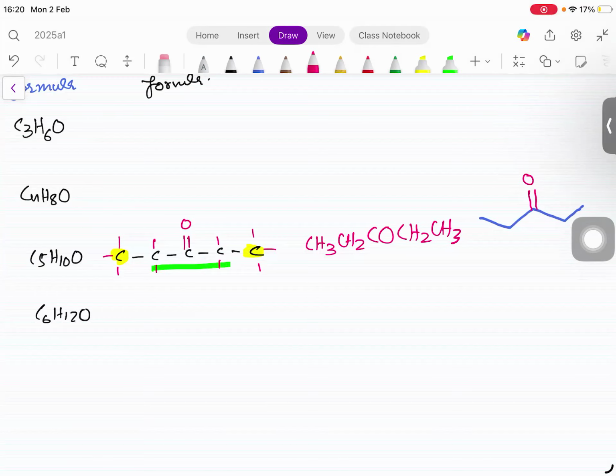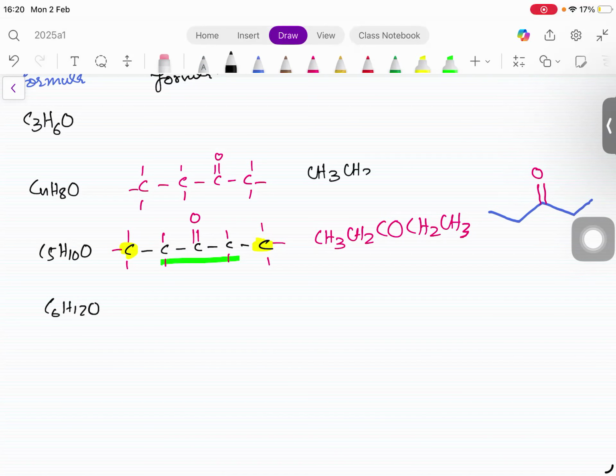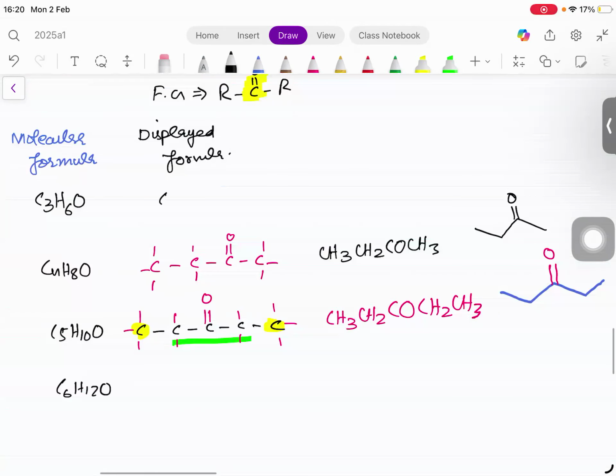Four and three, please. All three forms. Please mind this difference: the functional group must not be at the terminal carbon. It must be anywhere in between. So CH3, CH2, CO, CH3, probably like this. Please pay attention. 1, 2, 3, 4. What about 3? 1, 2, 3. So C double bond O is here. CH3, CO, CH3, and the skeleton looks like this.